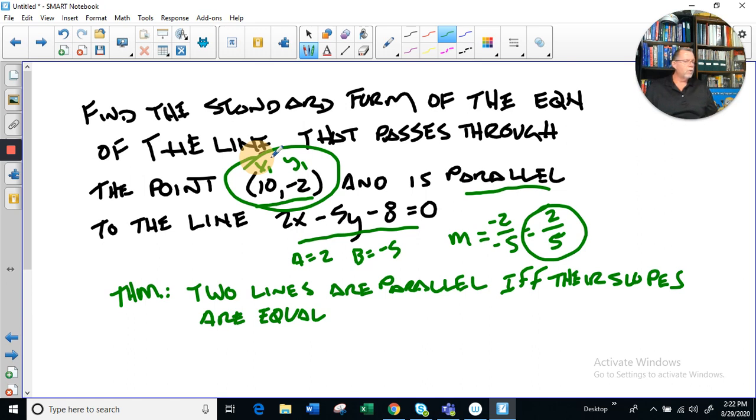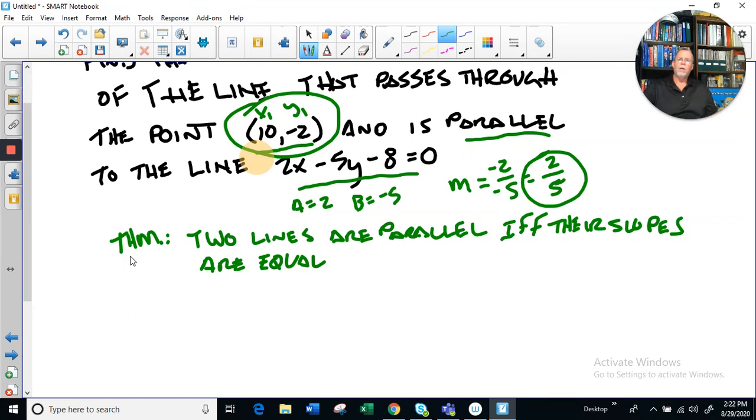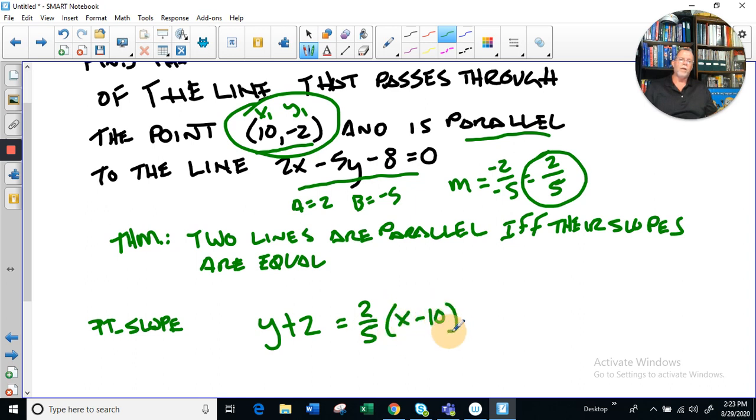All right, so let's do this. We've got to start with point slope form, right? Just to review, this is our point slope form we're going to start with, starting with a point and a slope. In point slope form, we have y minus our y1. We said our y1 was -2, so y minus a -2, so in other words, plus 2, equals our slope, which is 2/5, times x minus x1, which is 10.